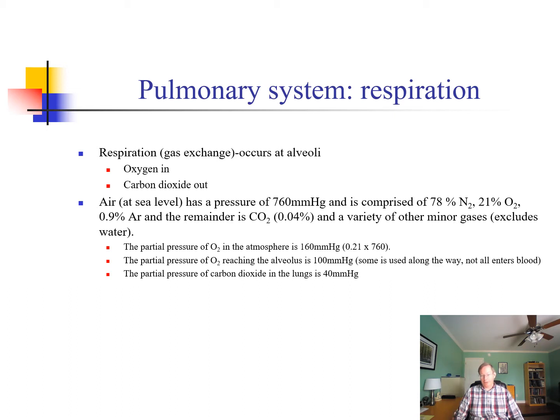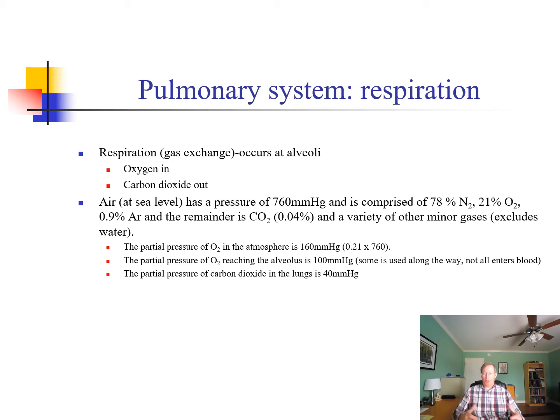Now at sea level, which is where I am, air is normally around 760 millimeters of mercury. Most of that is nitrogen, about 78%. 21% is oxygen. There's a small amount of carbon dioxide and other gases, excluding water. I live in a very humid climate, and so consequently water vapor will consume a bit of this partial pressure. This means that the partial pressure of oxygen in the atmosphere at sea level is about 160 millimeters of mercury. Now the partial pressure that reaches your alveolus is about 100 millimeters of mercury.